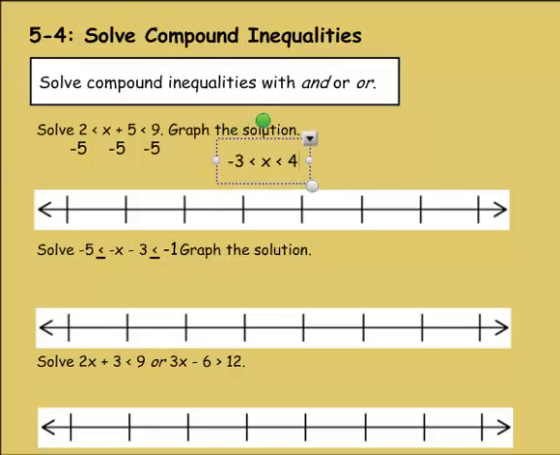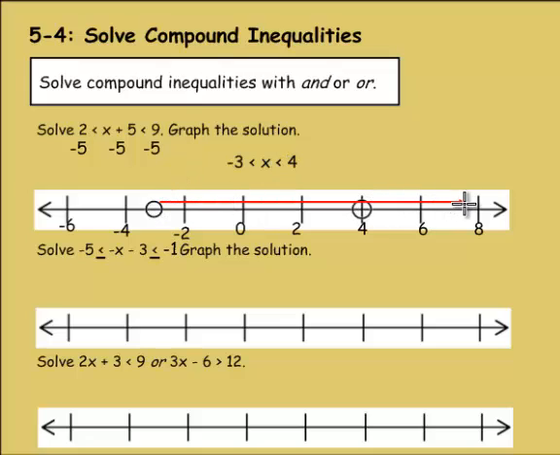Then I could plot this out. I'm going to do 0 and count by 2's this time. So I'm going to do my open circle at negative 3, open circle at positive 4, x is greater than negative 3, and x is less than positive 4. So they're going to crisscross again, and then these would be the solutions between 4 and negative 3.